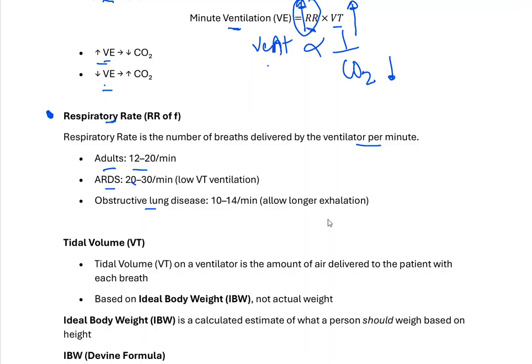And that could lead to what we call auto PEEP. And that will increase the intrathoracic pressure. And that could lead to hemodynamic instability. So they could become hypotensive.